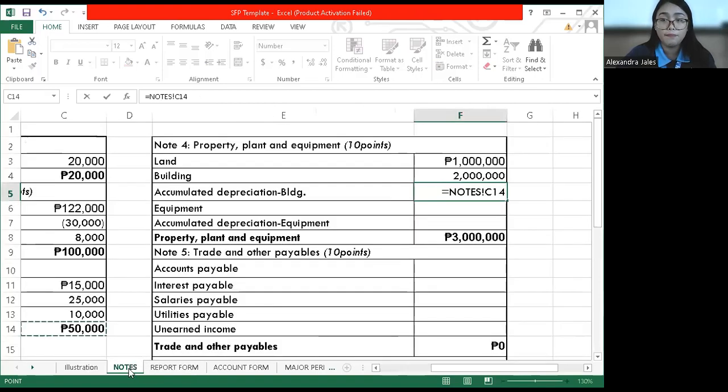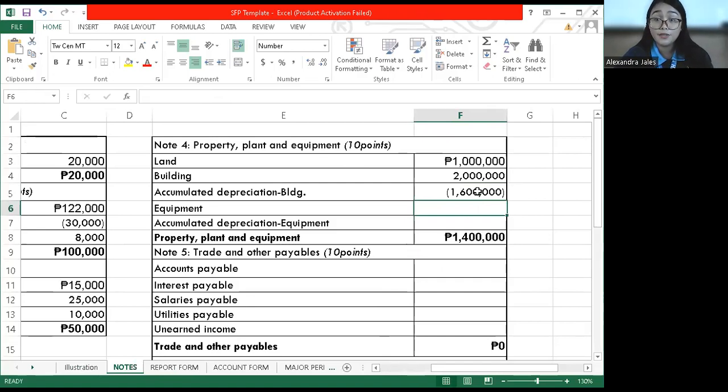So let's go back. I forgot, I need to select again. Okay, so we have here 1,600,000 pesos. Take note, it should be negative, right? So you have to subtract 1,600,000 pesos from your account. So we have to subtract. That's why we have it enclosed in parentheses.